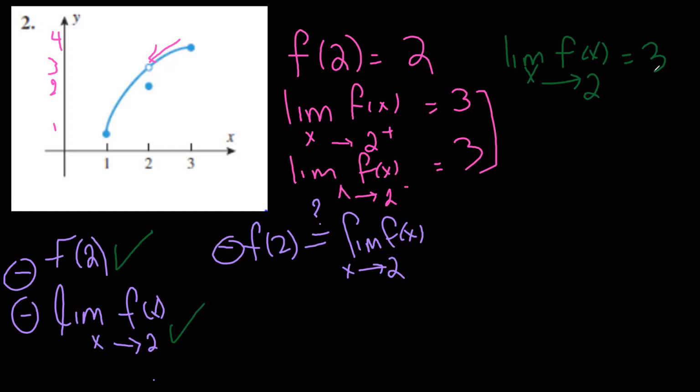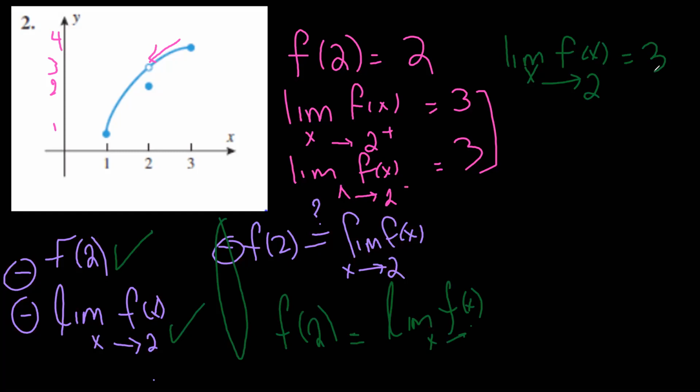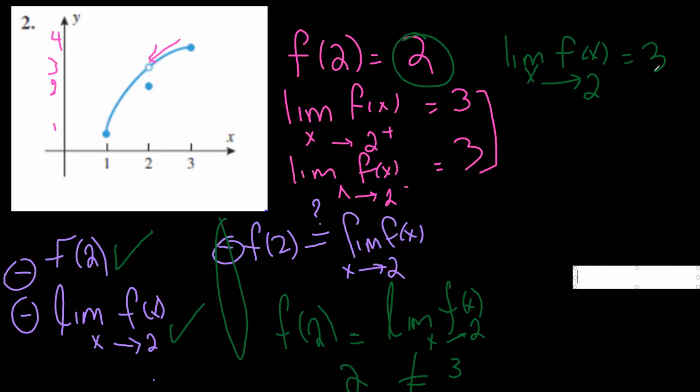So my first condition was satisfied, my second one also was accomplished. Now I have to check the third one. Is f of 2 equal to the limit of f of x as x approaches 2? Look here, f of 2 is 2, and the limit is 3. Is it equal? No, they are not equal. So I can say that the function at x equal 2 is not continuous. This is my summary: the function at x equal 2 is not continuous.